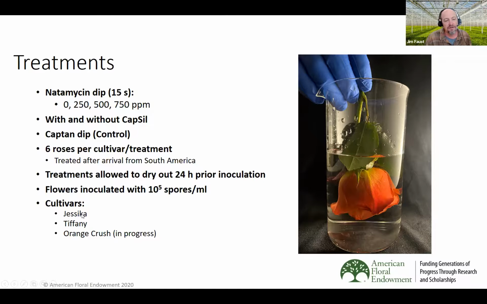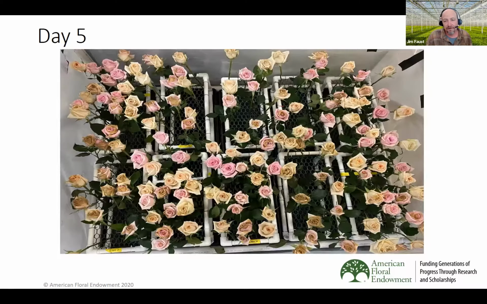I'll show you data on 2 varieties that we've done, Jessica and Tiffany. We have Orange Crush in progress, and we looked at those yesterday. Again, the treatments that have looked good with Jessica and Tiffany are standing out pretty obviously on the Orange Crush also. So this is inside of our humid chamber, where you can see a mix of the 2 varieties.